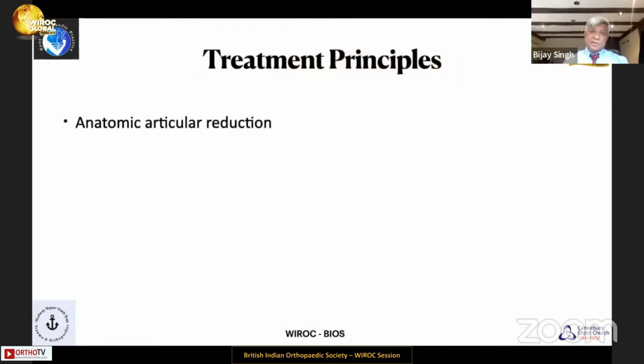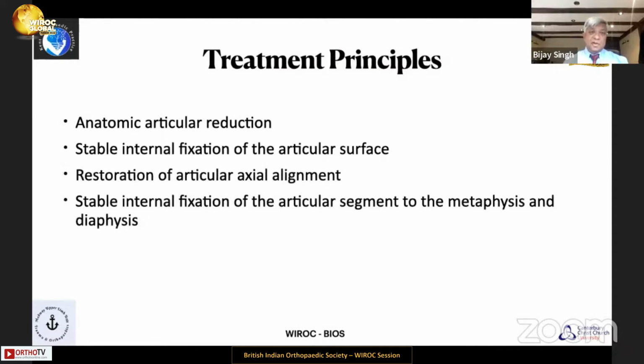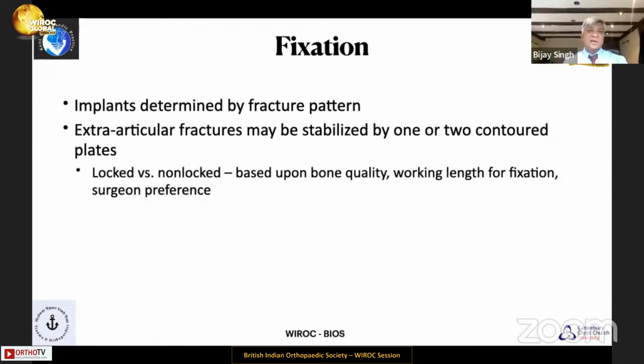The treatment principles are anatomic reduction, provide a good stable internal fixation, restore the articular axial alignment, and provide a stable internal fixation so that an early range of motion of the elbow can be started. Fixation-wise, I guess partly implant determined by the fracture pattern. For an extra-articular fracture, you may need to use one or two contoured plates. These days, locking plates make life easy.